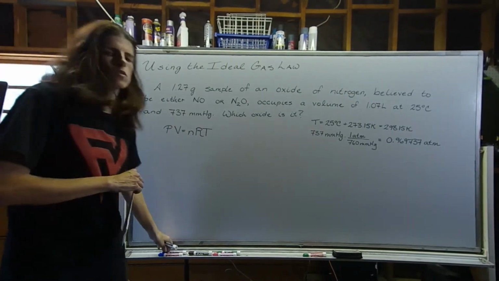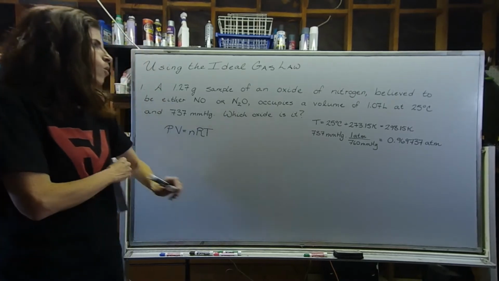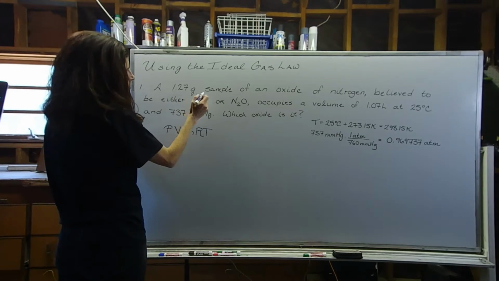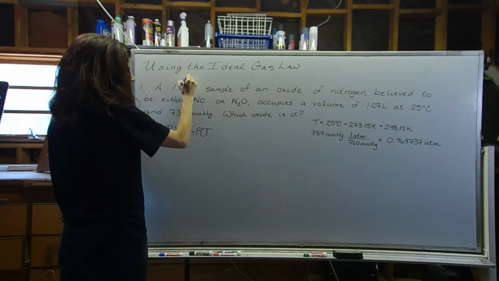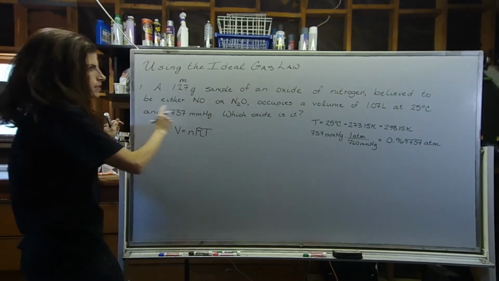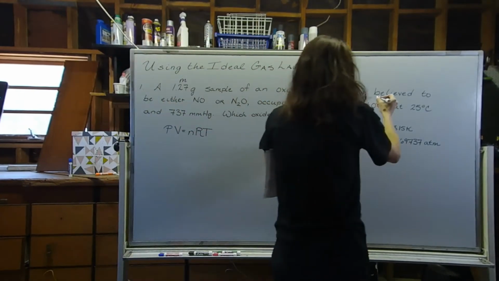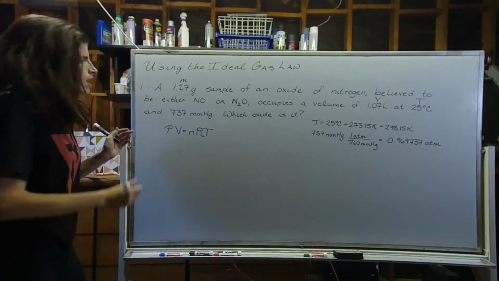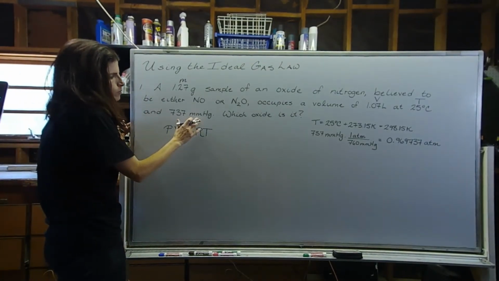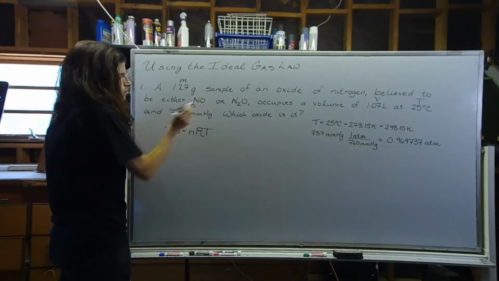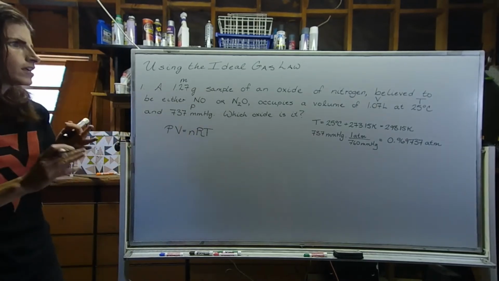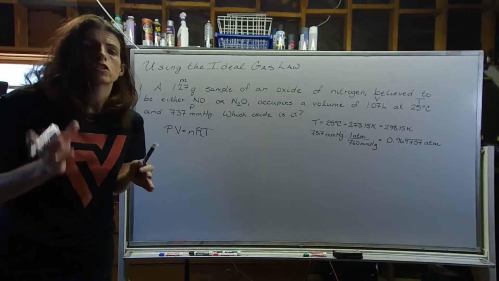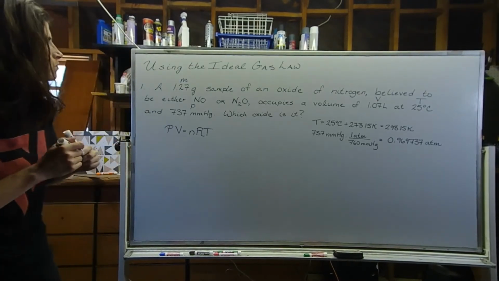So the way I like to do these, I like to go through the problem and label all the given information. So I have a 1.27 gram sample, so that's mass. And it occupies a volume. And then we're given temperature. And the 737 millimeters of mercury will be my pressure. So I have P, V, T. That gives me enough information to solve for n, the moles.